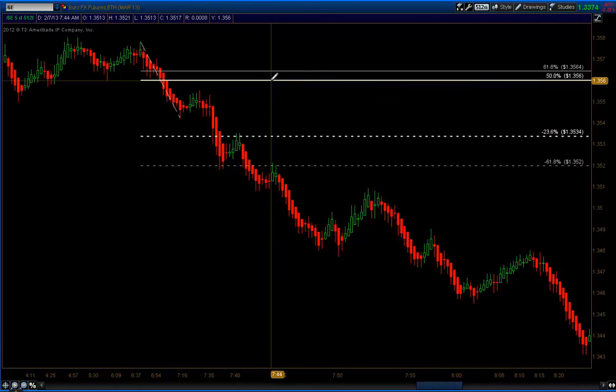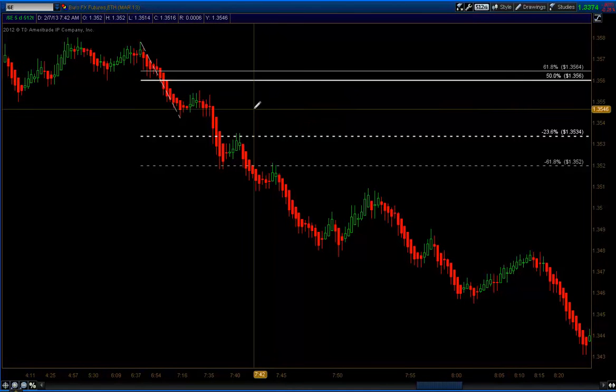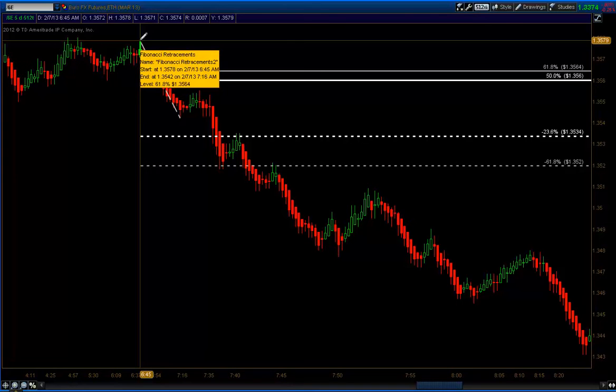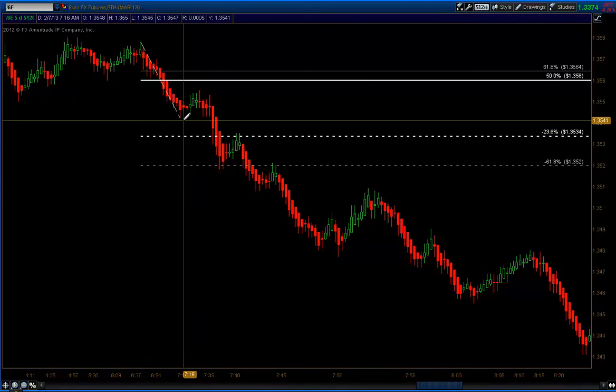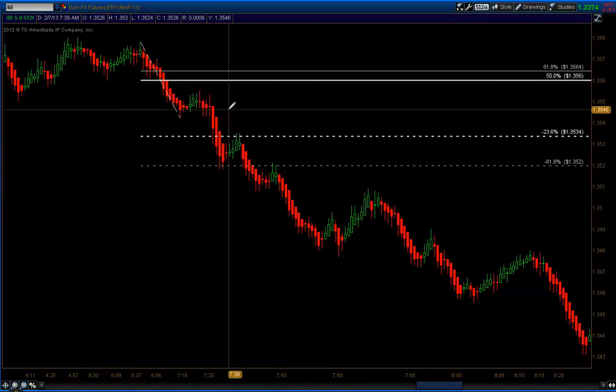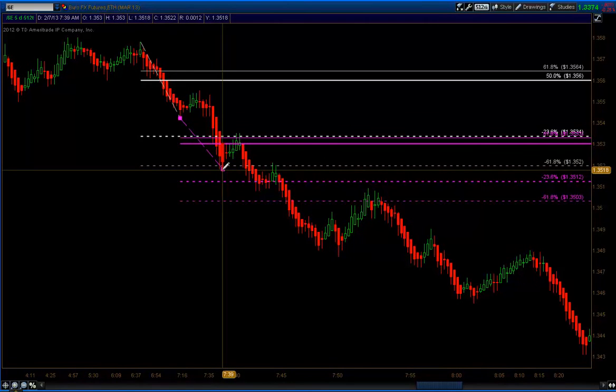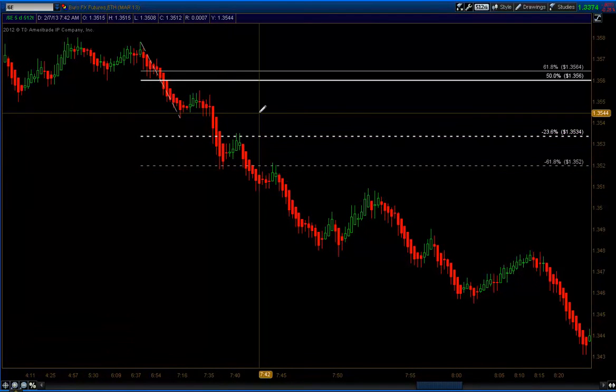And so the way I will draw an extension, as opposed to a traditional drawing from the high to low, or if you were looking at a long from lows to highs, an extension is drawn from lows to lows, or in the case of longs, highs to highs.